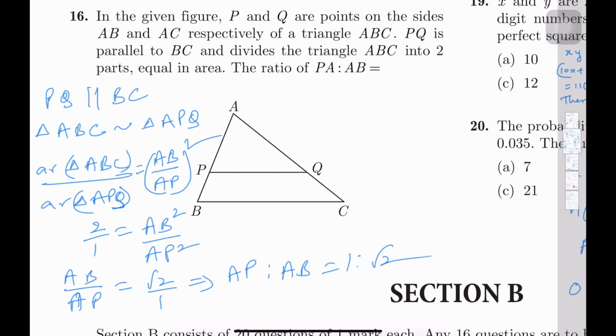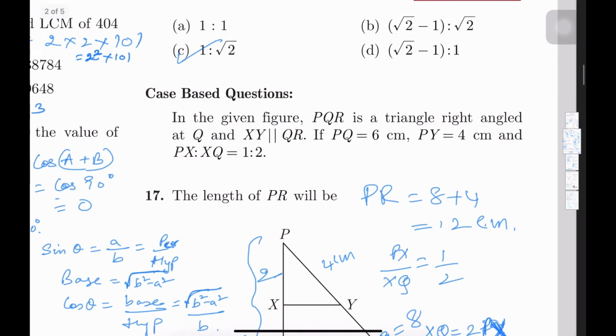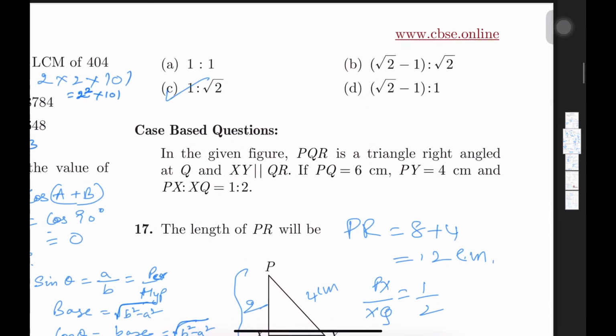It is telling that PQ is parallel to BC and divides the triangle ABC into two parts equal in area. So therefore we are getting 2 by 1 is equal to AB squared by AP squared. So AB by AP is equal to root 2 by 1, which implies that AP to AB is equal to 1 to root 2. So 1 to root 2 is the answer. That is, the C option is correct.